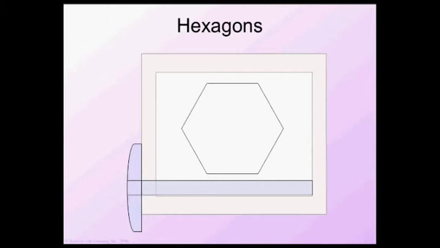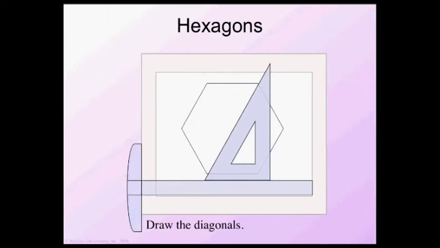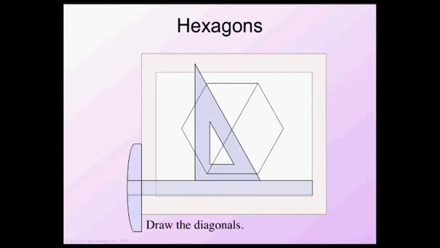So let's take a couple minutes here, and I'm going to show you with hexagons how we can start to use these. Here I have a hexagon, and I want to draw the diagonals. So I've got my first diagonal. I can use my T-square and my triangle, my 30-60 triangle, and draw the line. I can flip it over, draw the next diagonal.